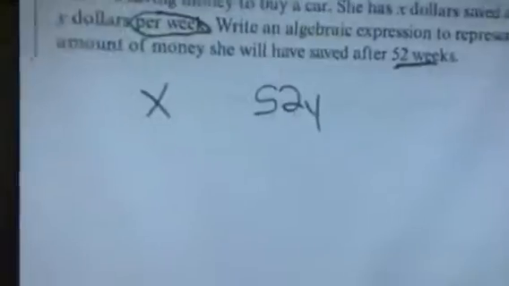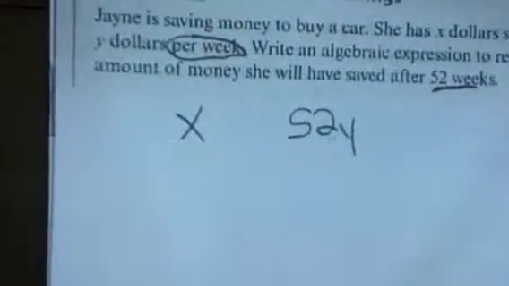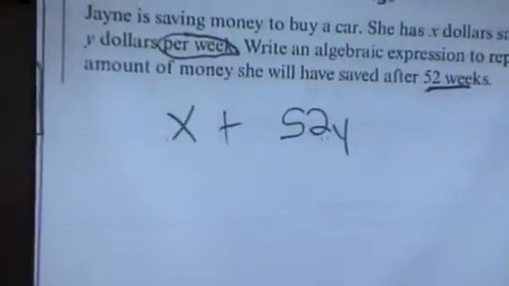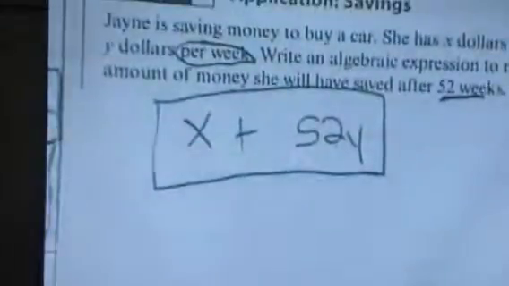Okay, well, if I'm thinking about the total, I've got this amount over here and this amount over here. I want to know how much they are all together. All together, I just add them up. So x plus 52y, that would be my expression. Box it in. That is all for that lesson.